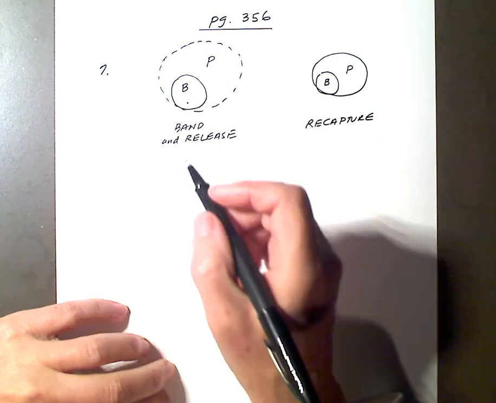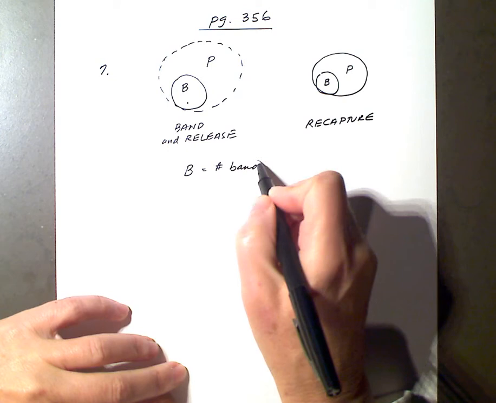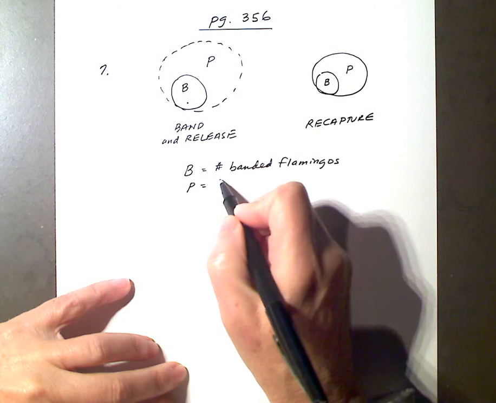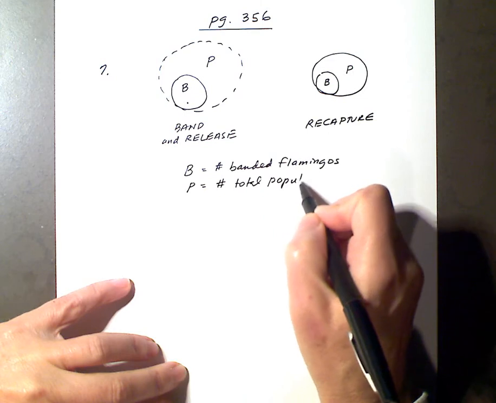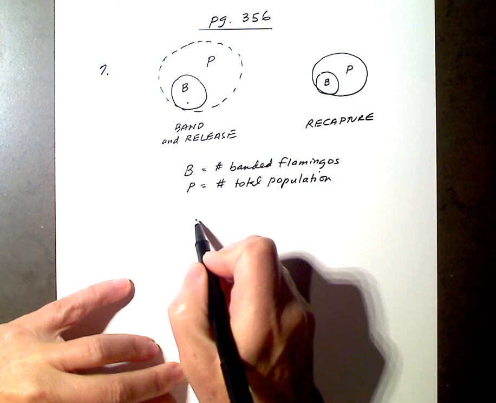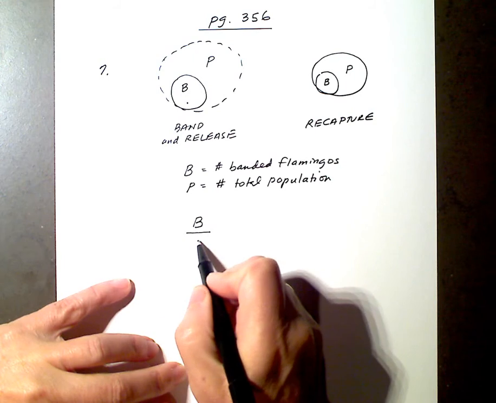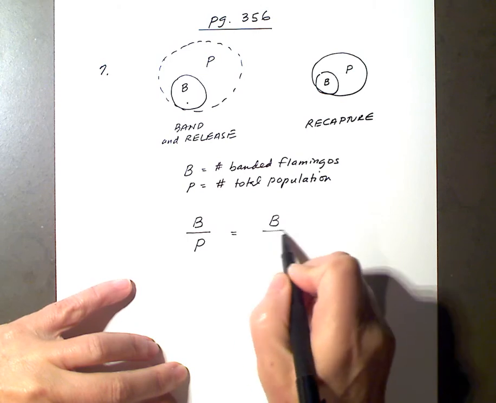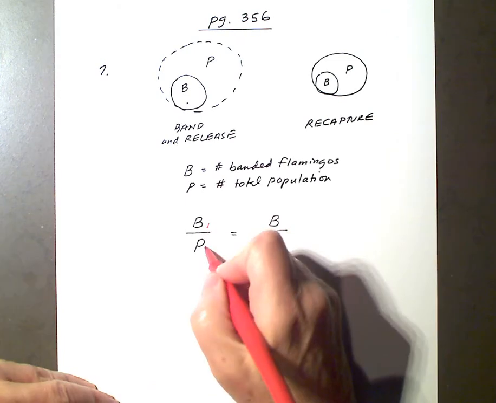So in this case, if I let B be the number of banded flamingos, and P be the number in the total population of flamingos, then my proportion should be: in my sample, in this recaptured group, the number banded as a part of the total should be the same ratio as those I banded in the beginning to the whole population. So we'll call this one data point and this two.